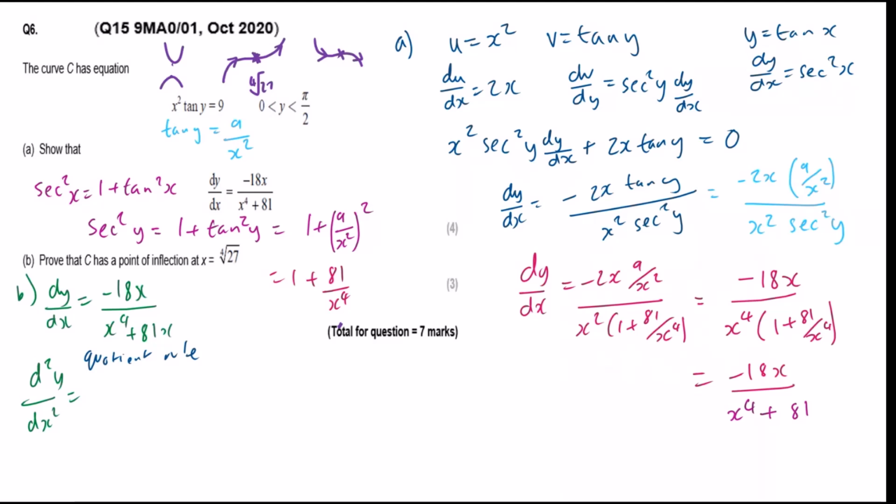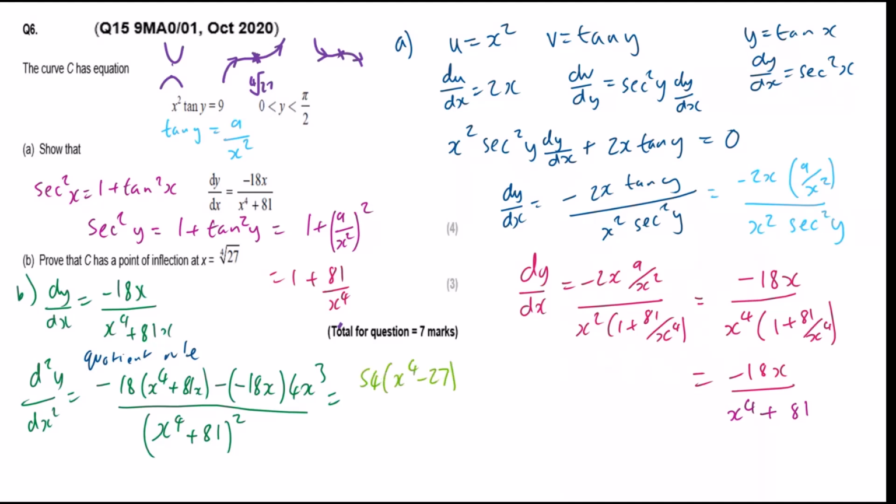That's not in the mark scheme. The mark scheme version says to do your second differentiation, which is just 3 marks. It doesn't quite make sense to me because it's only worth 3 marks. Maybe it's a question at the end. So you just use the quotient rule.